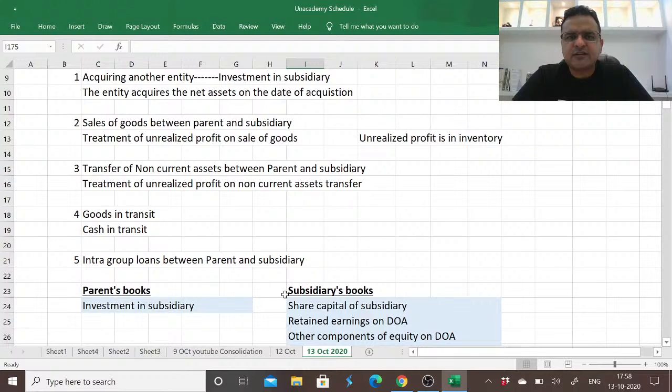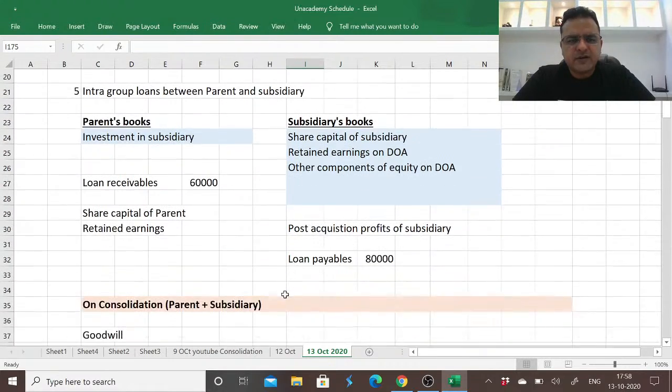Goods in transit and cash in transit, we assume as if the goods have been received or delivered. Cash in transit, the payment has been made or received by the receiving entity on the assumption that it is received. If there is any intra-group loan between parent and subsidiary, that intra-group loan, to the extent of intra-group balance, not the loan with third parties, is eliminated on consolidation.